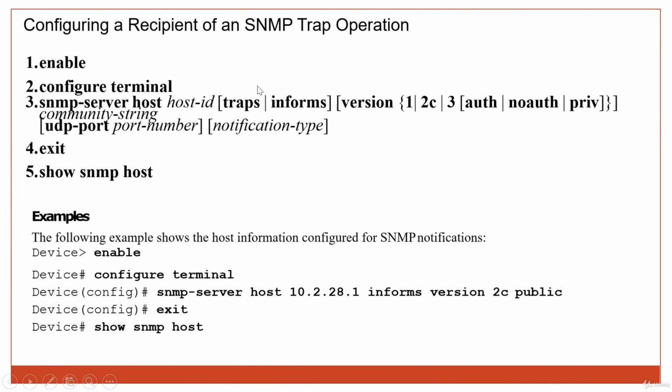Now, if you want to give that notification message in terms of trap, for that we can go and put this configuration here. Either we can go and use trap or inform. So here we can see the configuration is SNMP host ID, trap, inform, version 1, 2, 3, auth, no auth, priv, etc.